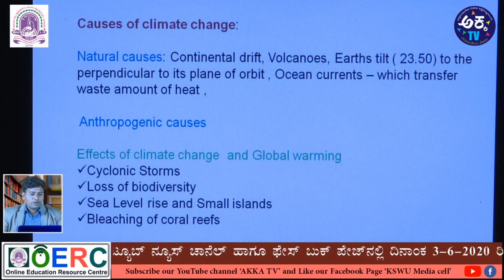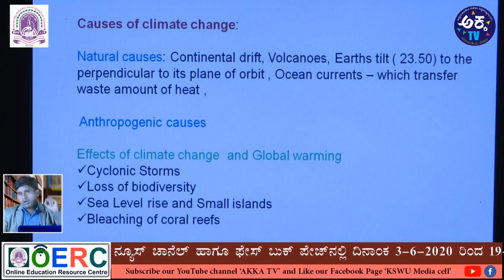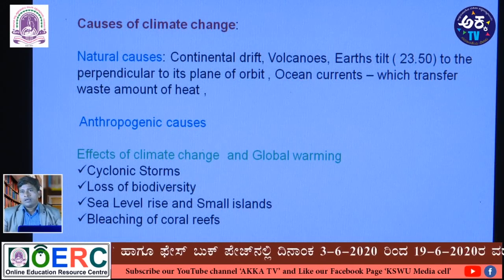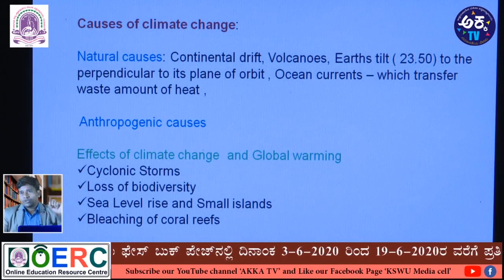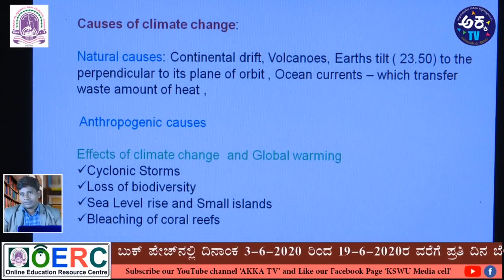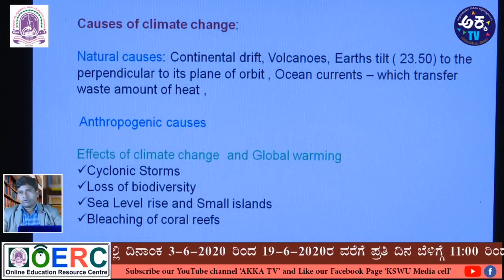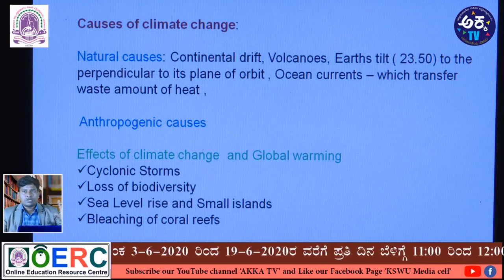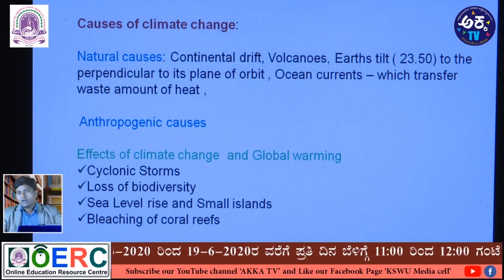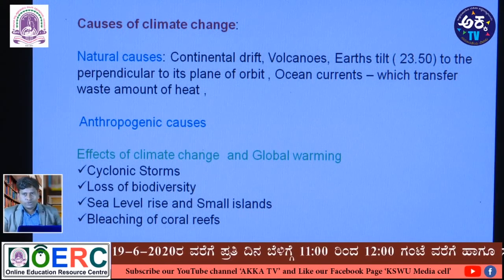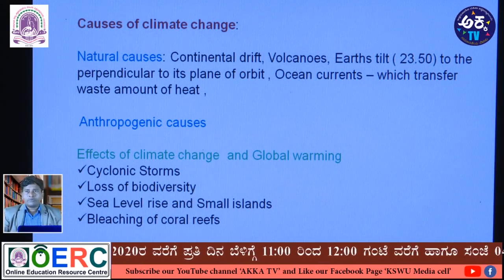Then we have anthropogenic activities. We have studied, I think in the second class, the different anthropogenic activities which cause global warming. All kinds of vehicular pollution, industrial pollution, agricultural pollution, all together consolidate the global warming process.